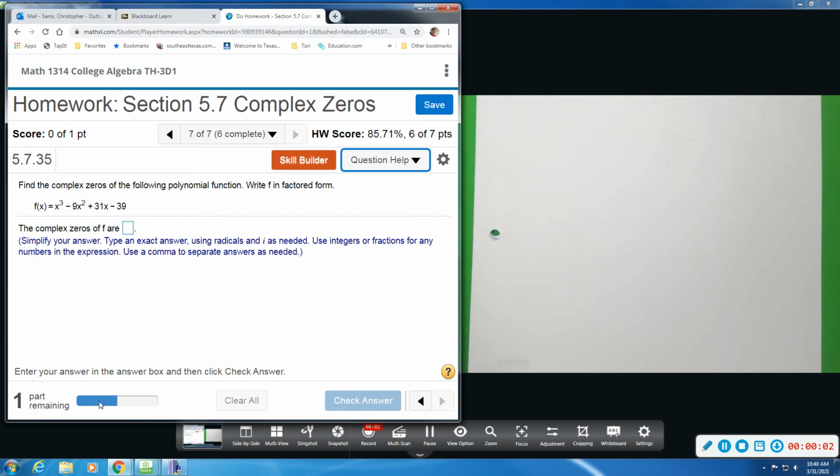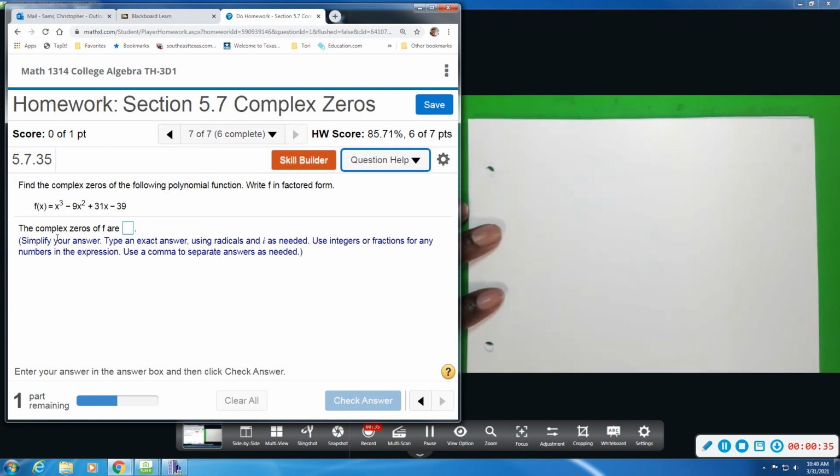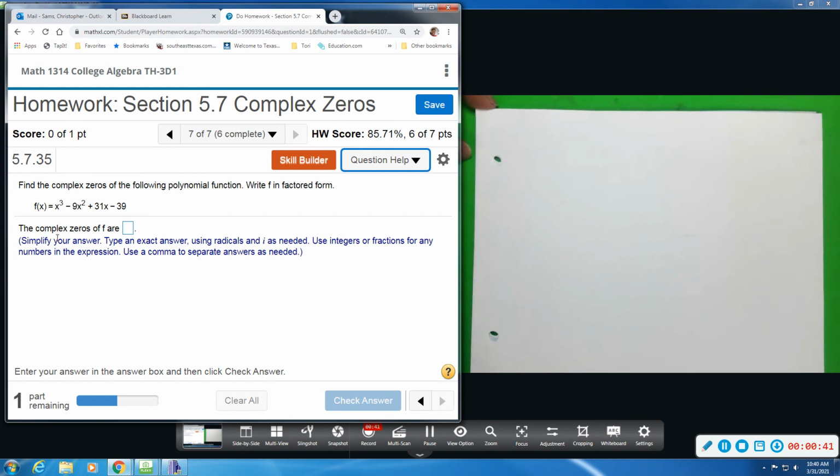Okay, number 7, we want to find the complex zeros and then write f in factored form. Since it says complex zeros, I don't believe that we will be able to factor this by grouping. So we're going to use the possible rational zeros method. I'm going to start out by finding the possible rational zeros. We're going to graph it to get rid of guess and check. We'll use synthetic division and then the quadratic formula.